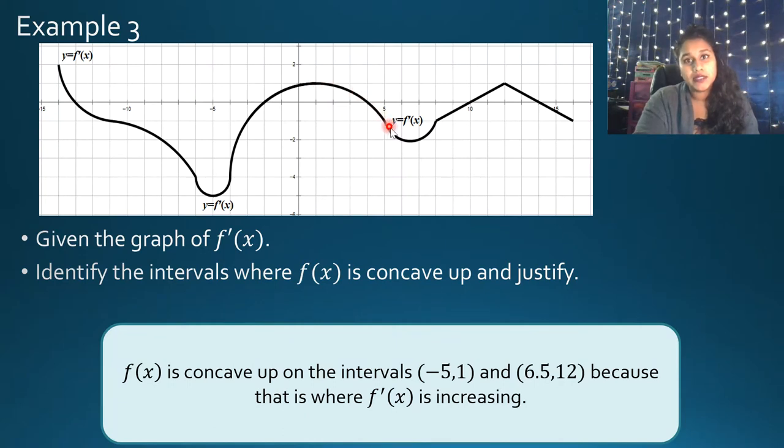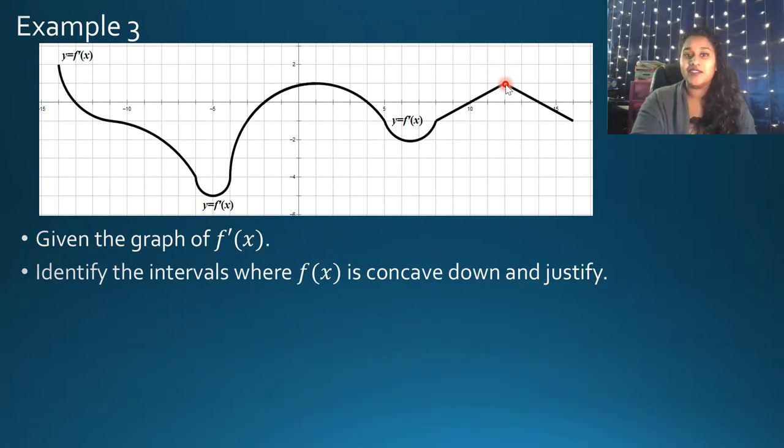Now we're decreasing, decreasing, decreasing, decreasing. But look at this, we start increasing again. So from 6.5, we are increasing, still increasing, all the way until 12. And so those are my concave up points because this is where the derivative is increasing.